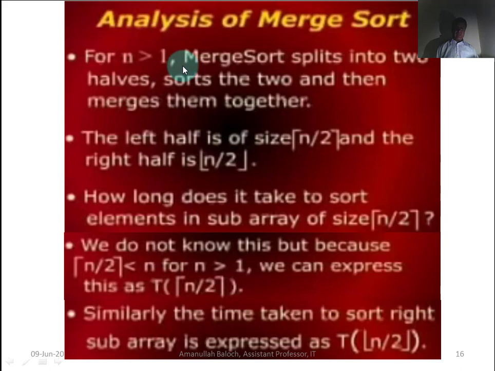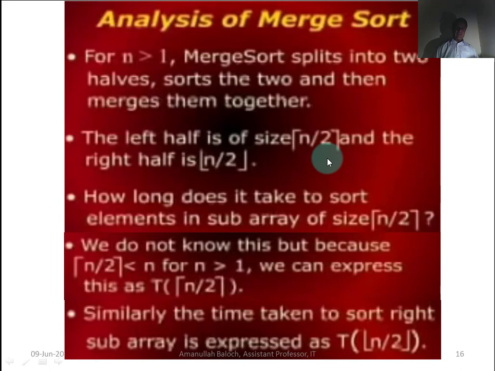If n is greater than 1, that is, there are more than one element in an array, as in our case there are 8 elements, then Mergesort splits it into 2 halves, that is 4 in 1st and 4 in 2nd, and then Mergesort calls it again and converts it into 2, 2, and then calls it again and converts it into 1, 1. Sort the 2 and then merge them together. The left half is of size n over 2, and the right half is also of size n over 2. There are 8 elements, 8 divided by 2, 4 on the left side, 8 divided by 2, 4 on the right side.